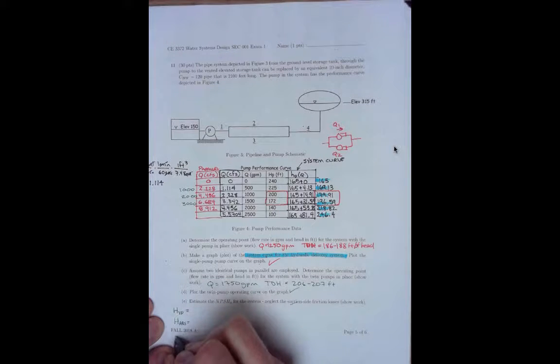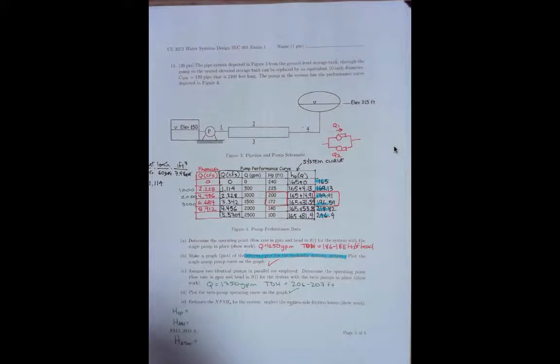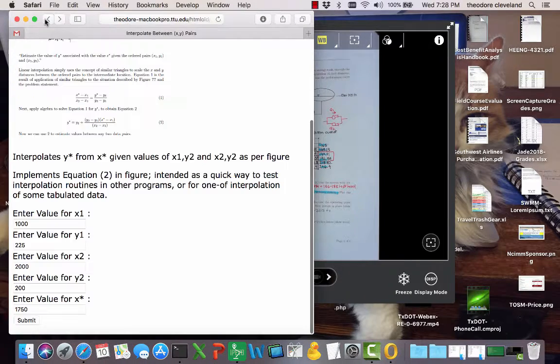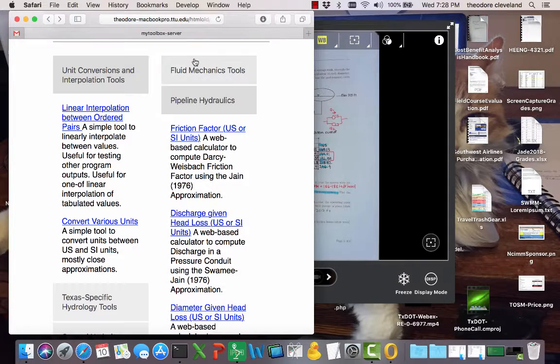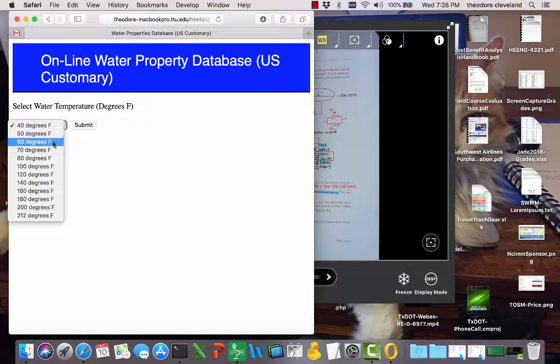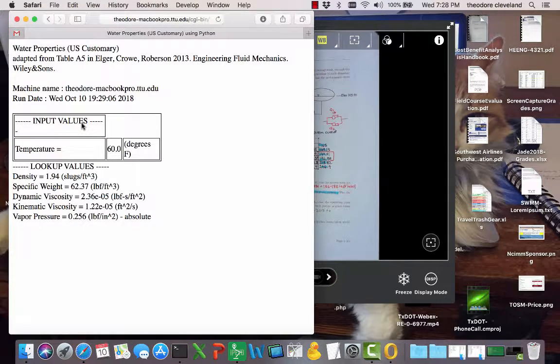Okay, so the vapor pressure, we'll assume this is at 25 degrees Celsius. Excuse me, this is U.S. customary, 60 degrees Fahrenheit. So our vapor pressure is 0.256 pounds per inch squared. And we want to convert that into feet of water.